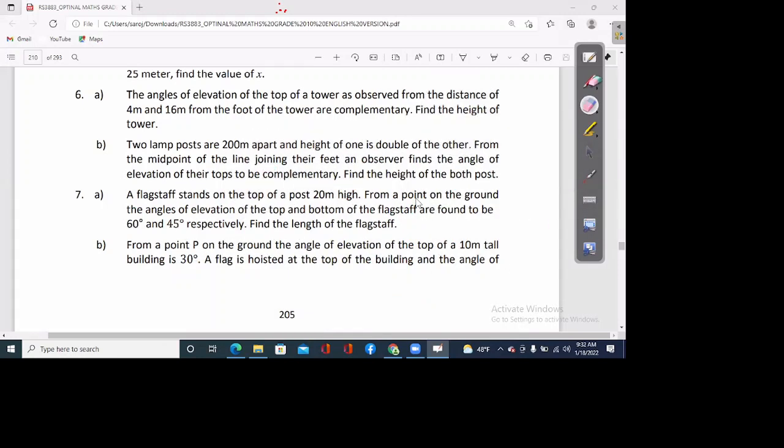Once read the question, Desan. Two lamp posts are 200 meters apart and height of one is double of the other. From the midpoint of the line joining their feet, an observer finds the angle of elevation of their tops to be complementary. Find the height of both the posts. Tell me, what did you understand? Once explain.